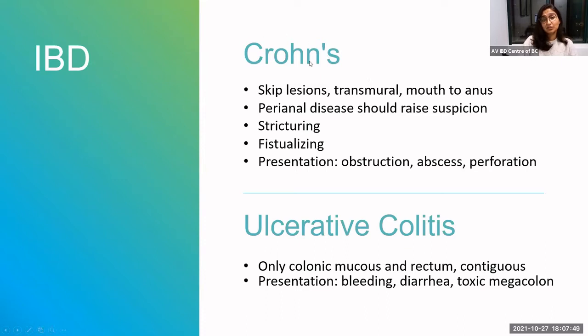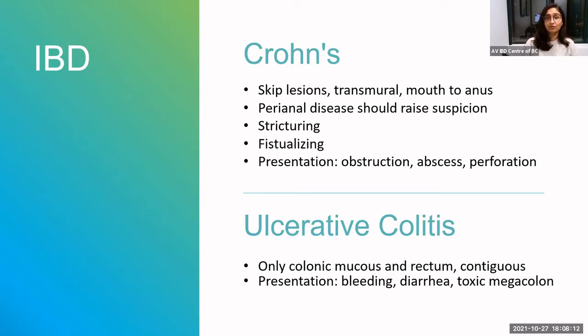And this condition is usually transmural, meaning it goes through the thickness of the entire wall of the GI tract. Perianal disease should raise the suspicion of Crohn's. Crohn's disease typically presents as either stricturing or fistulizing, and these patients can have bowel obstructions, abscesses, or perforation.